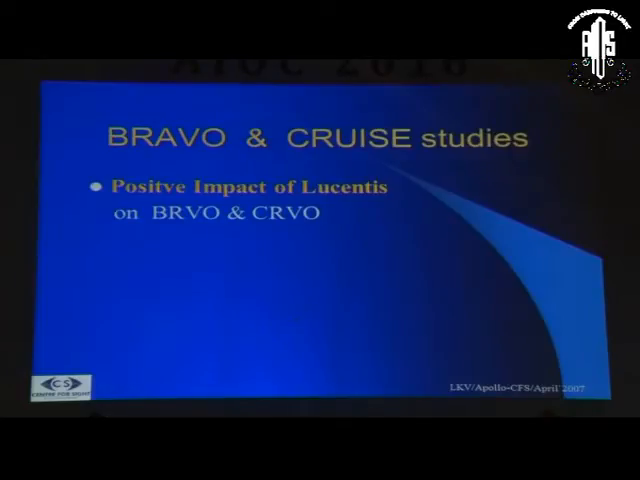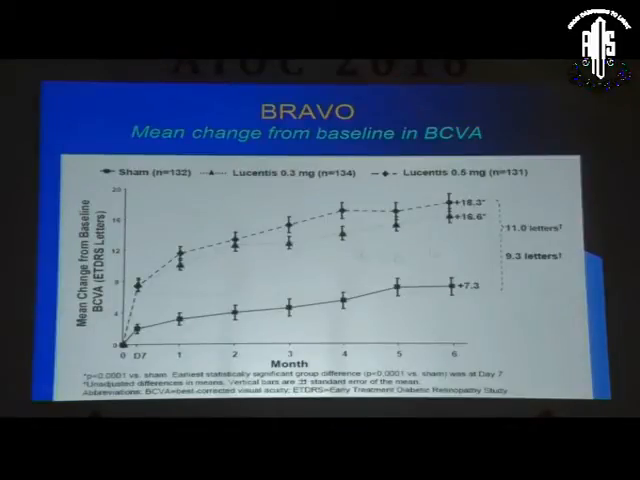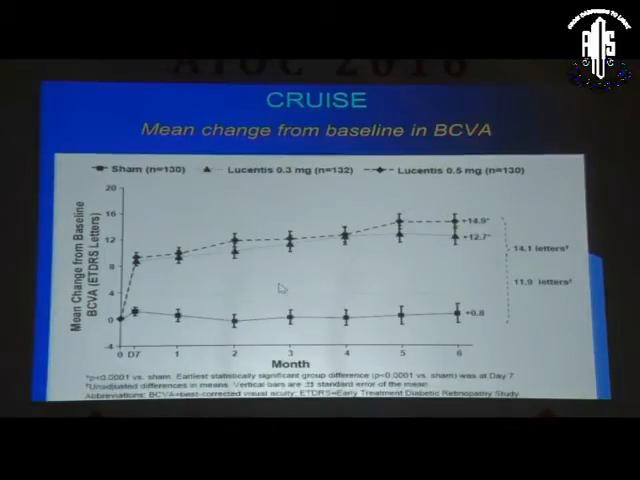Then came the Lucentis era. Bravo and Cruz trials came. After Geneva, Ozurdex got approval first, then Lucentis. This had a positive impact, and the summary of the Bravo and Cruz 6-month data at that time was that there were more gainers in the treatment arm. You can see the BCVA gain in Bravo was 18 letters, 3-line gainers were around 60%, and 3-line losers were much less. A similar trend was there in CRVO also, although much lesser. This is the summary of Bravo and Cruz, and these were the results shown graphically, this of Bravo, and this of Cruz.